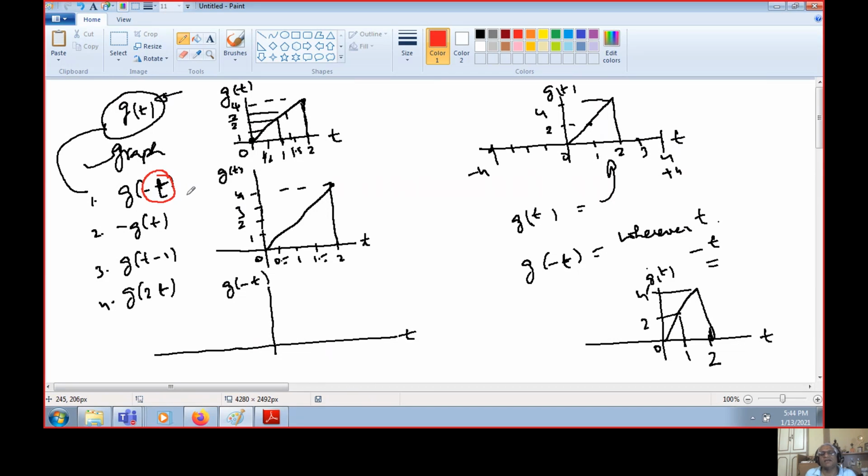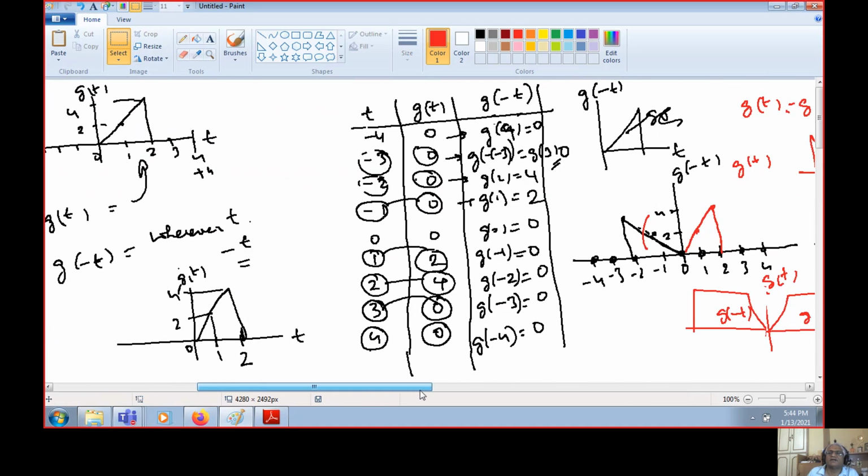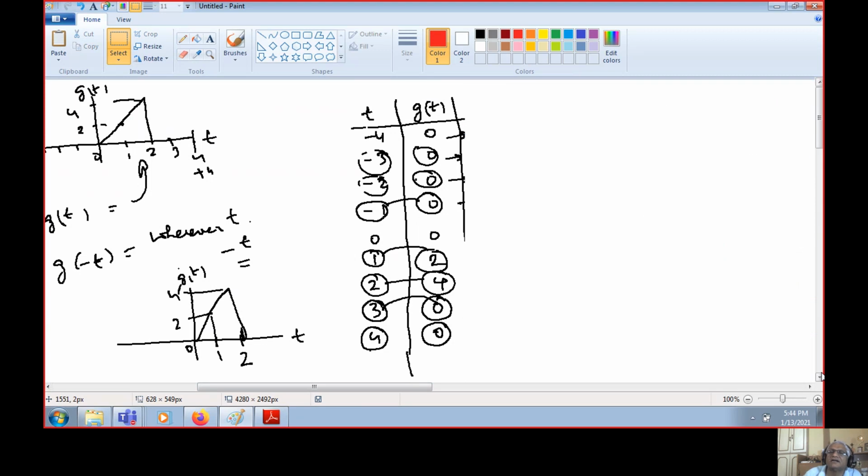Okay, now you can try the same thing for the second problem, B problem also you can try. If you have any doubts, you can ask me later. Now coming to minus g of t, we can follow the same procedure. Now what I will do is I will remove all these things. I'll remove all these values here, and then we will start fresh.